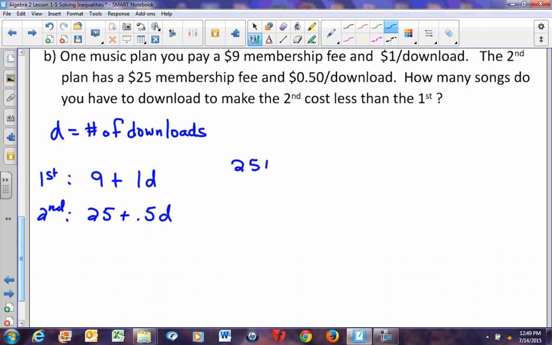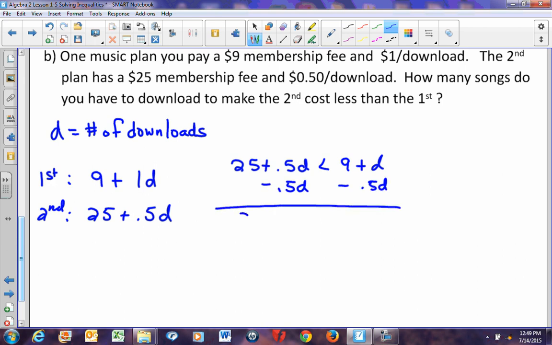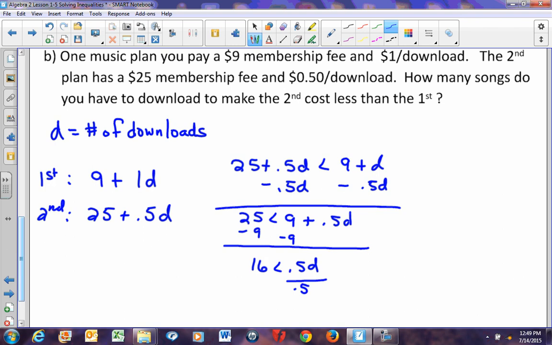Second plan has got to be less than the first plan. So there's our equation. Alright? 25 plus 0.5b has got to be less than 9 plus b. Okay, I'm going to subtract 0.5b here. 25 is less than 9 plus 0.5b. Subtract 9. 25 minus 9 is 16, which is less than 0.5b, divided by 0.5.